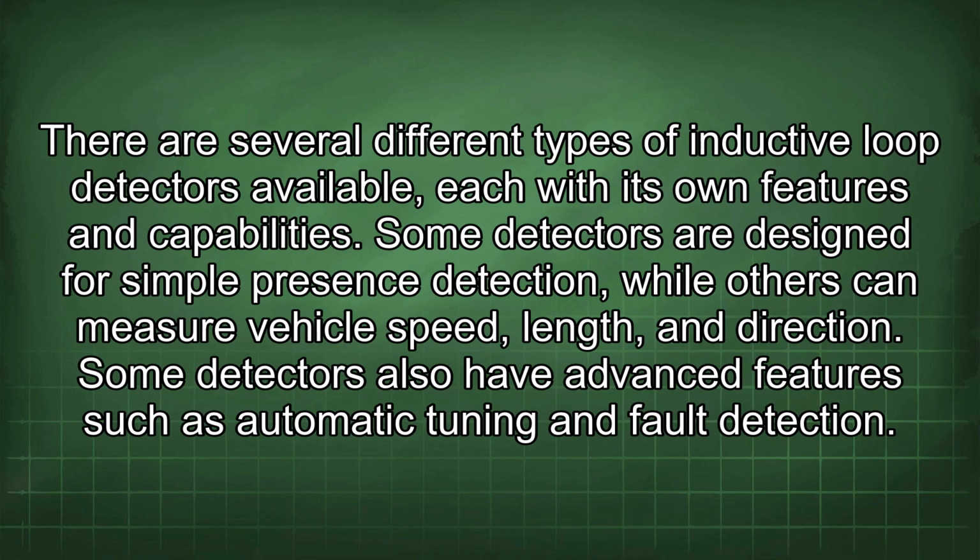There are several different types of inductive loop detectors available, each with its own features and capabilities. Some detectors are designed for simple presence detection, while others can measure vehicle speed, length, and direction. Some detectors also have advanced features such as automatic tuning and fault detection.